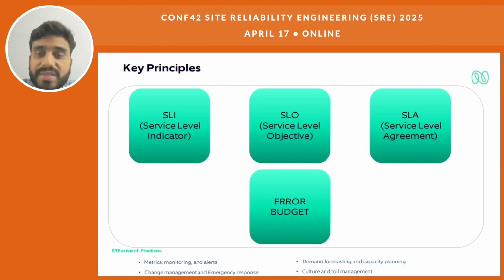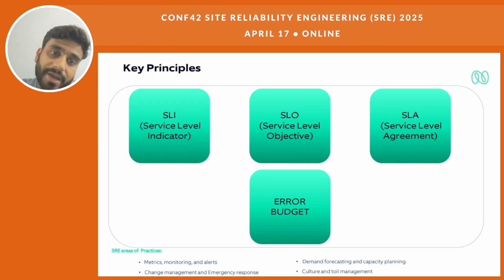Then we have the service level agreement. It's a contract between the end users and the service provider. If the promises are broken, the service provider needs to pay, or there are consequences related to payments and the extension of different subscriptions. Then we have the error budget.